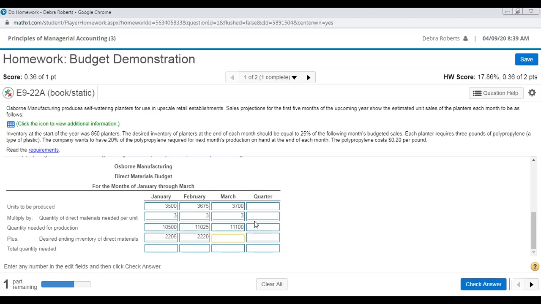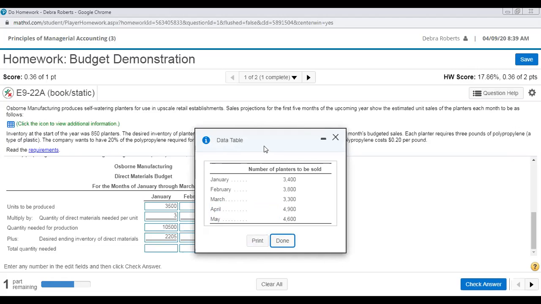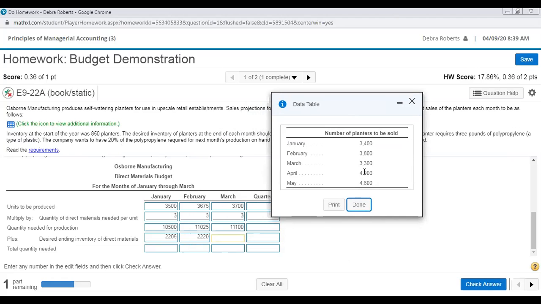Now, the next number I'm going to do is for March. Right now, I don't see where the next month for March is. Well, if you click onto additional information, March is going to be using April's number. And how do we get April's number? Don't worry, I'm going to do the same thing. I'm going to calculate the desired ending inventory for April.